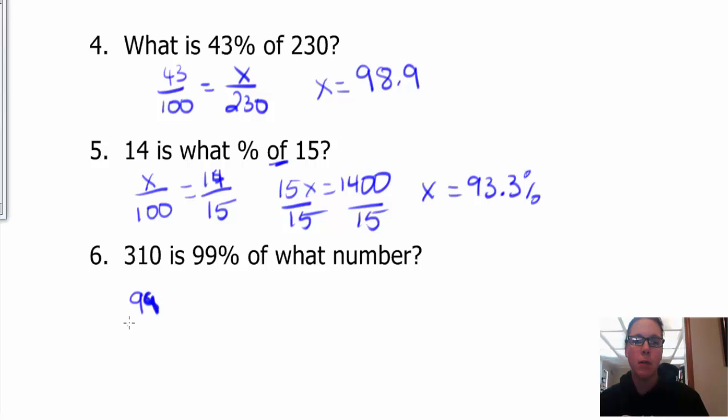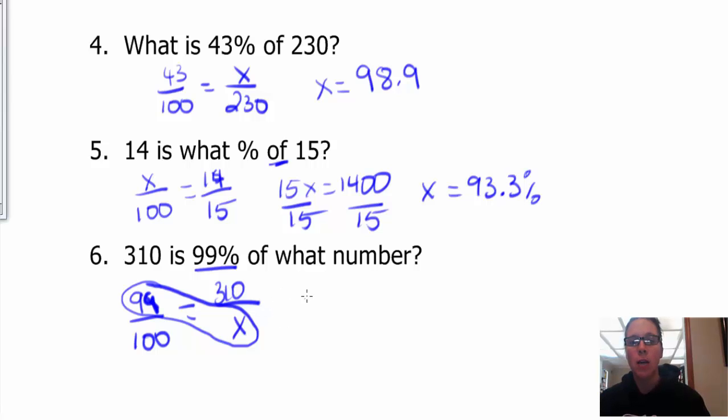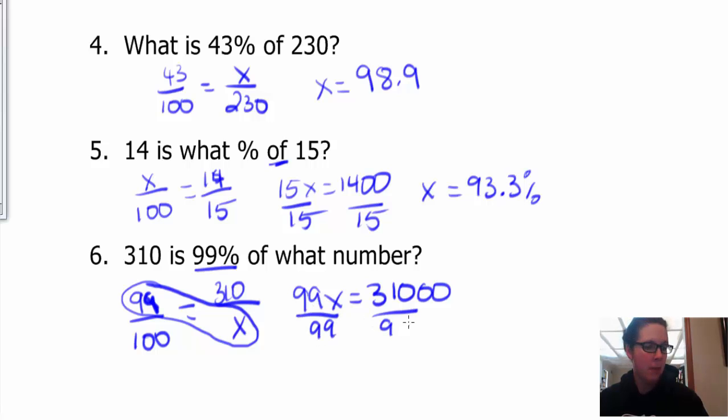Whoops. Oh, I guess I changed mine. 99 is the percentage, so it goes over 100 every time. 310 is 99% of what number? The "of what number" is your whole number. It's not your part, it's your whole. So 99x equals 310, and then we add 2 zeros because you're multiplying it by 100. Divide by 99. You should get 313. This must have been a repeating decimal. There you go. Round it off.